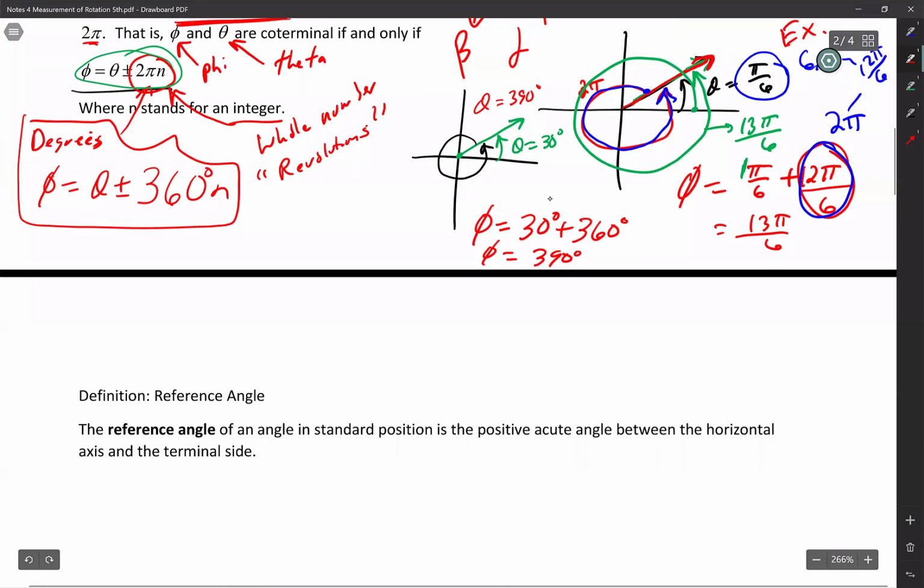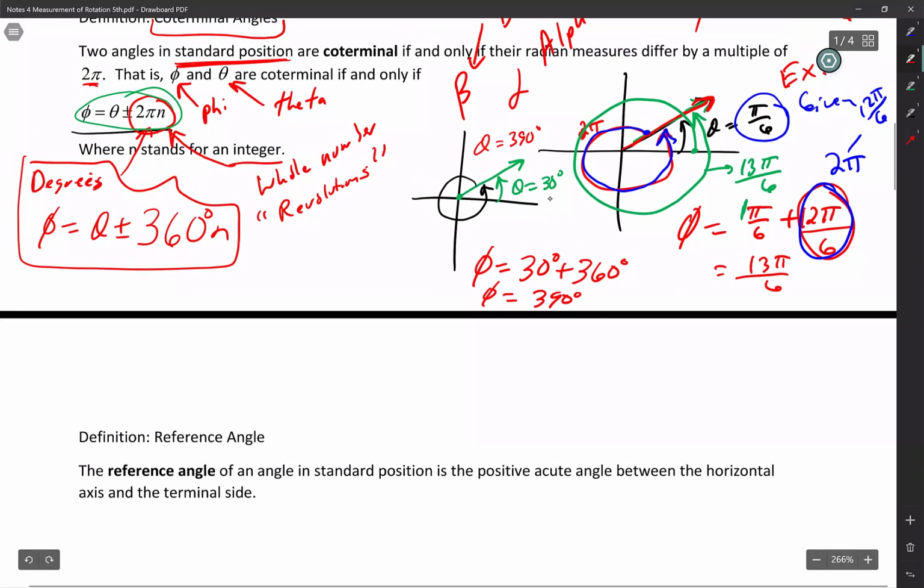I have a question. All right, go. Are you always going to have to add a revolution, or is that just for coterminal angles? That's just for coterminal. If I want coterminal angles, you always have to either add or subtract a revolution. There is no other way that the ray will be in the same direction, if I don't do a revolution from the reference of the ray.